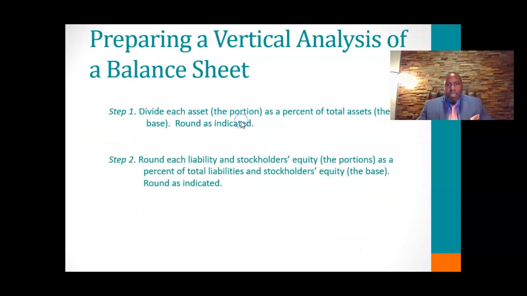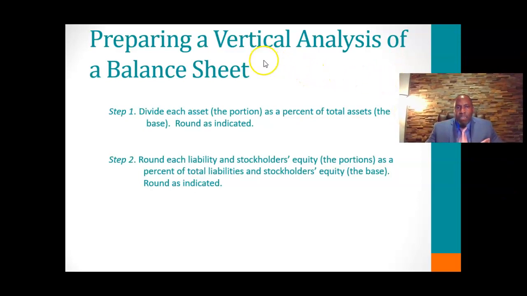Okay. Now, with the actual balance sheet, we can put it in different formats. We have what's called the vertical analysis of a balance sheet, where we're going to divide each asset as a percentage of the total assets. And for the liabilities and stockholders' equity, the same thing. We're going to show each line item as a percentage of the total liabilities and stockholders' equity. So we would say cash represents what portion of our total assets? Accounts payable represents what portion of our liabilities and stockholders' equity?